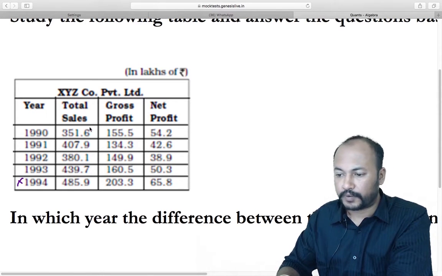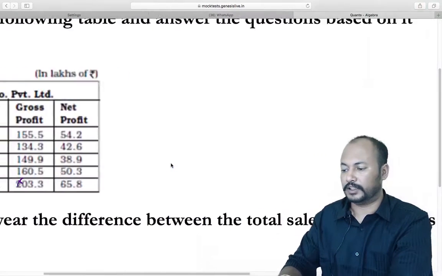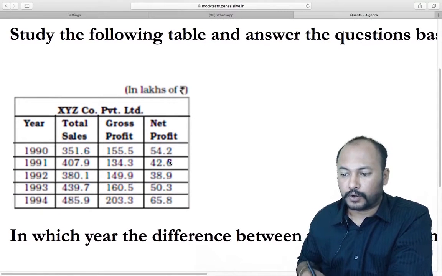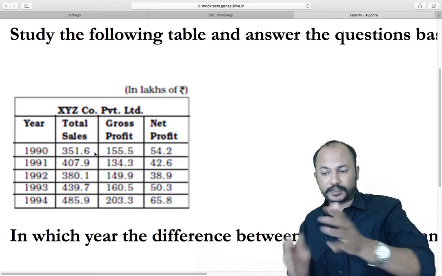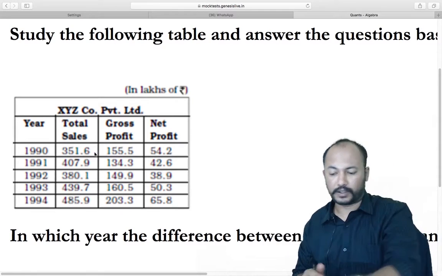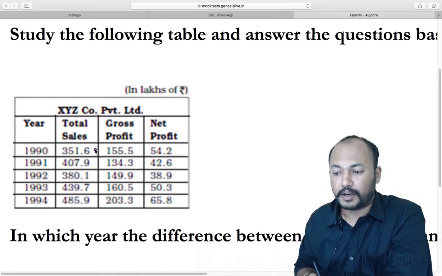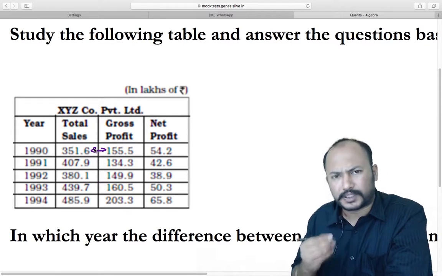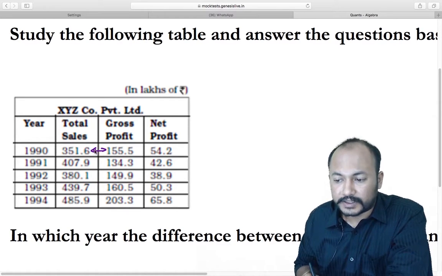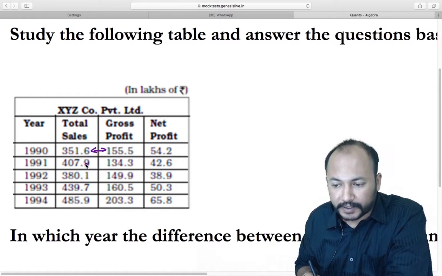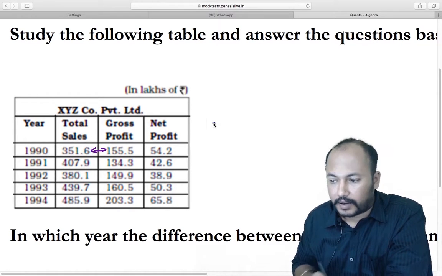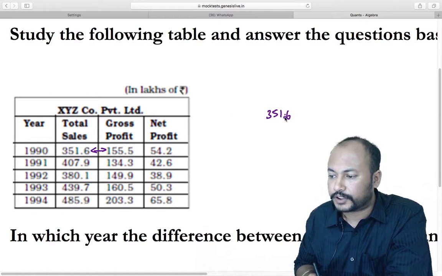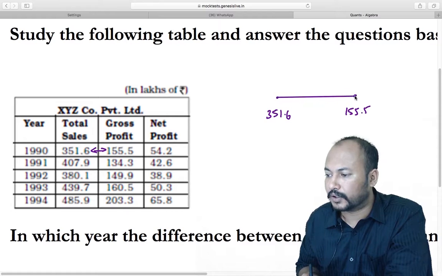The question is, in which year is the difference between these two the least. What I will do is not calculate the accurate difference. Instead, I want to see the gap between these two and then compare that gap with the remaining ones. There is some gap, let's not calculate that. Let's compare it with respect to the second one. I have 351.6 and then 155.5, and then there is a gap, a straight line.